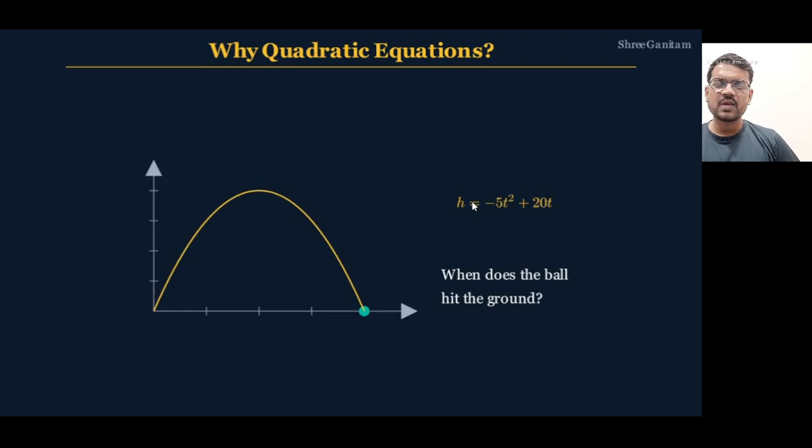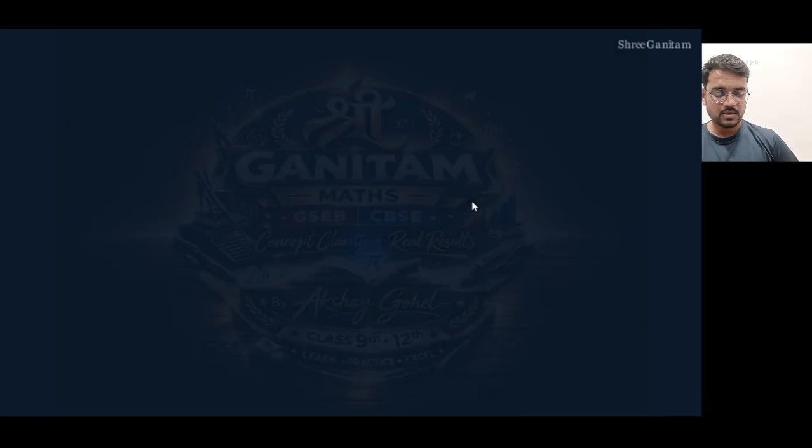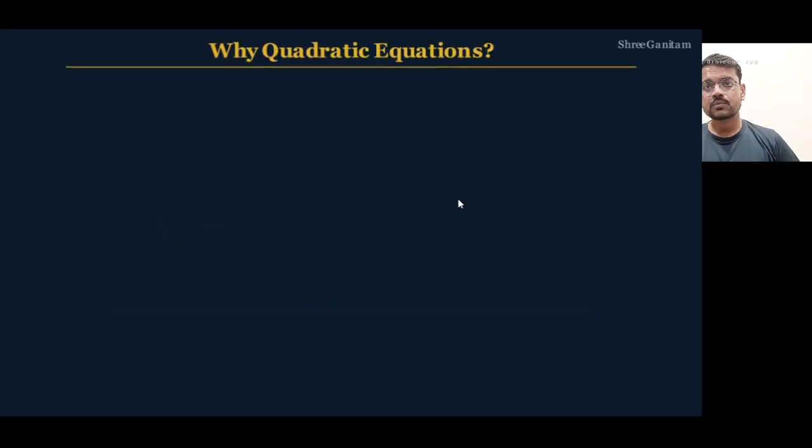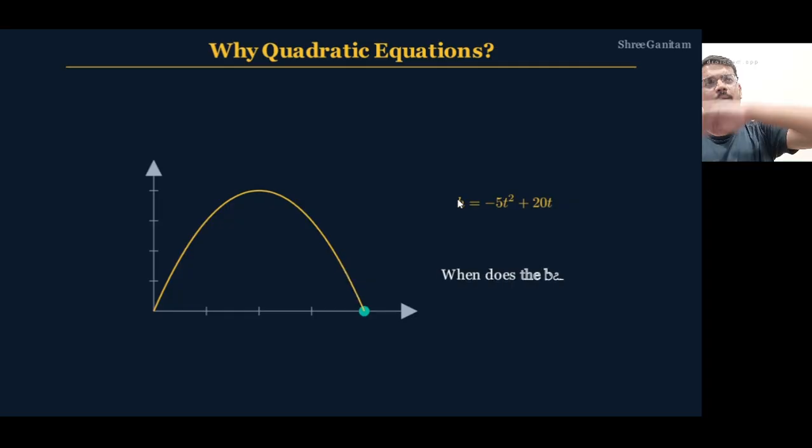Before we begin the definition, let us understand why quadratic equations are needed. For that, we have one example here. If a ball is hit up in the air and it follows the equation of height h equal to minus 5 t squared plus 20 times t, this equation shows h varies with time.